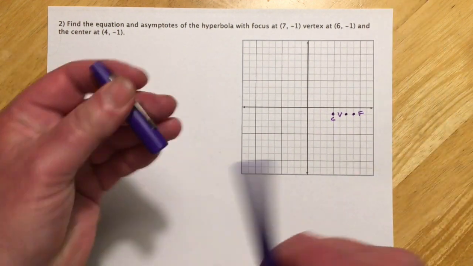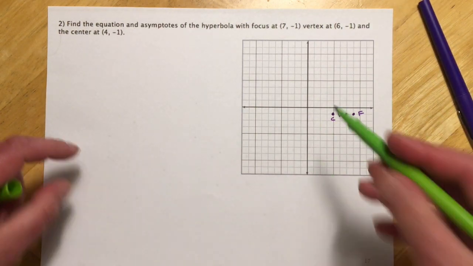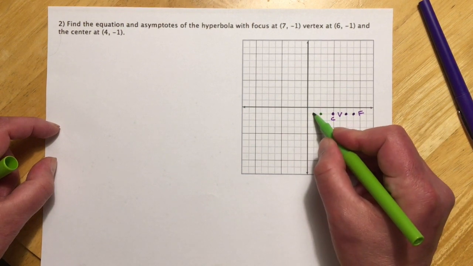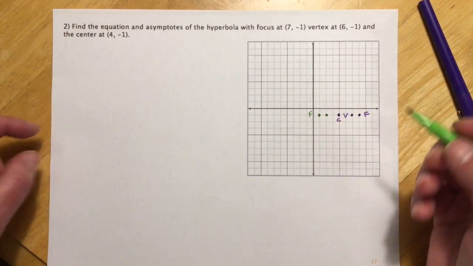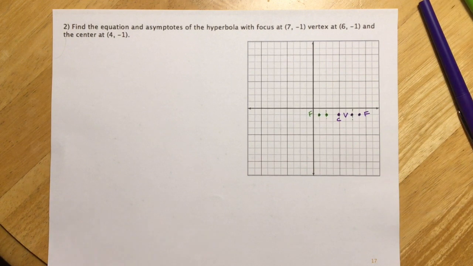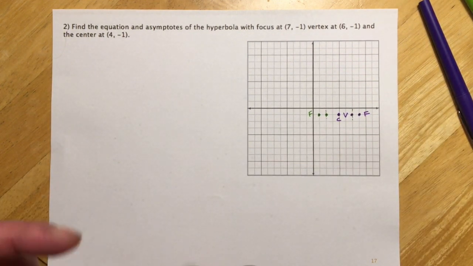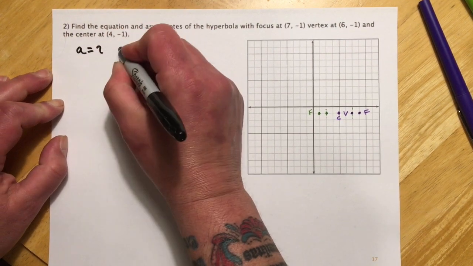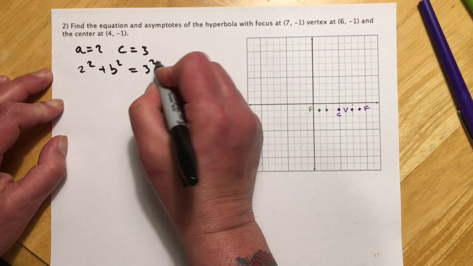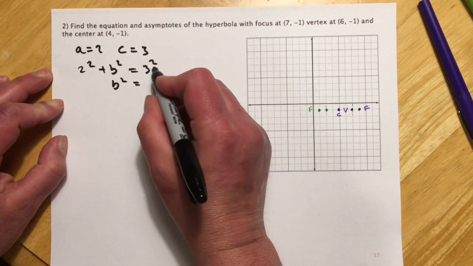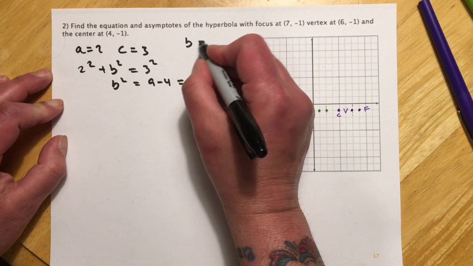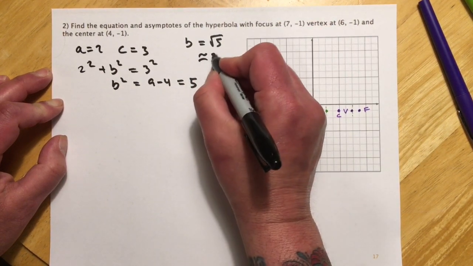So if I have those points, that means I also have a is 2 and c looks to be 3. So there's my other focus and my other vertex. These will define the box. So like I said, a is 2 and c is 3. So this will go 2 squared plus b squared makes 3 squared, where b squared equals 9 minus 4, which is 5. So b would be root 5 for graphing purposes, or about 2.2.